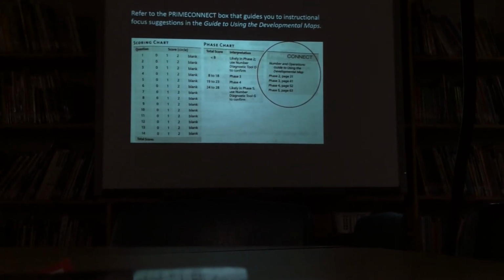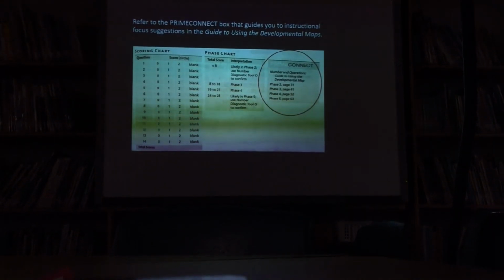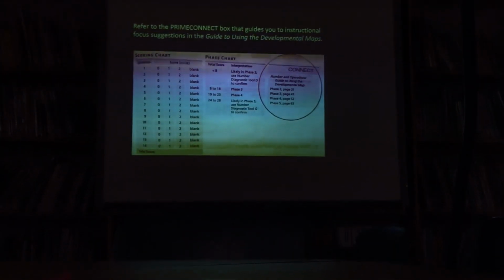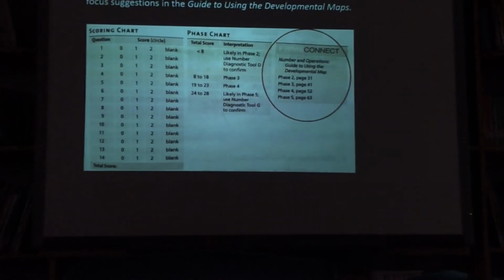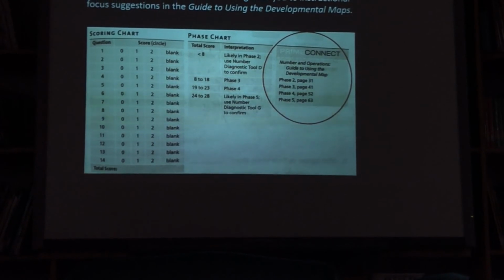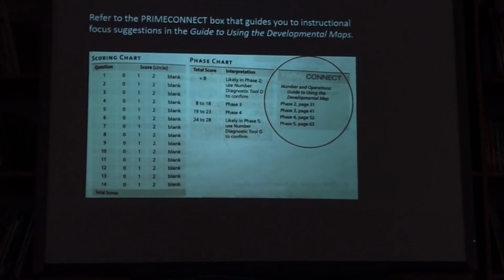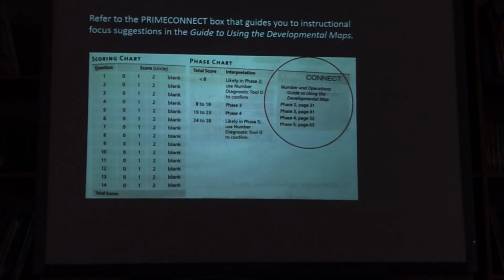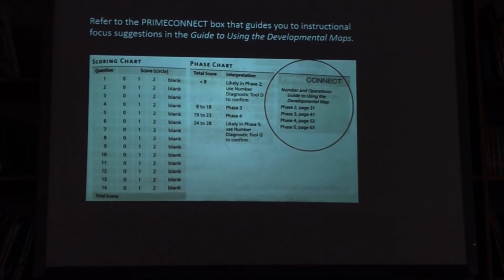Once you've done all of the scoring, you're going to determine the student's total score, and then you use the phase chart that's there to determine what phase they're in. For this assessment, if they scored between 7 and 16, they're in phase 2. If they scored less than 7, they're likely in phase 1, but you actually need to do another diagnostic tool in order to determine precisely where they are.